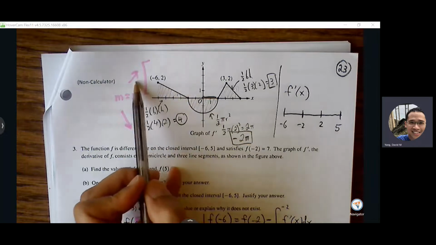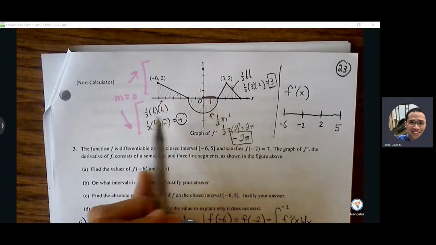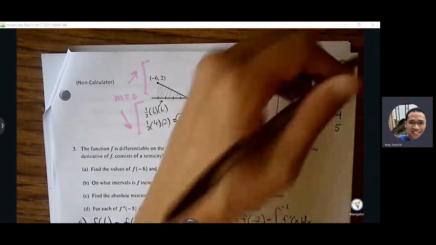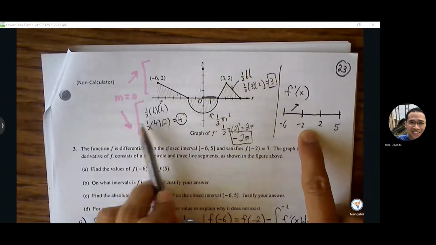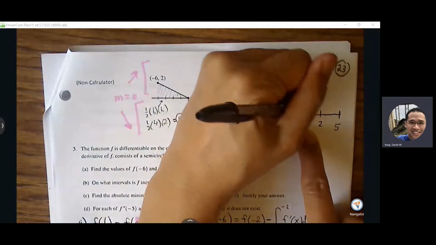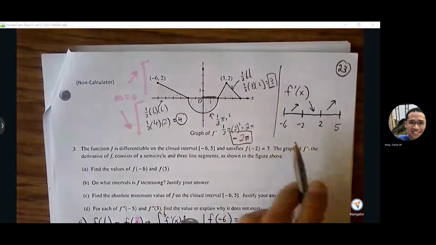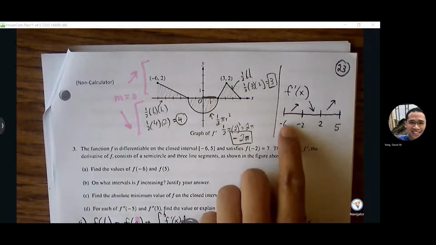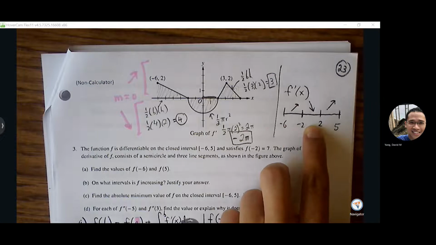Anything that's above the x-axis is going to correspond with a positive slope. Anything below the x-axis is going to correspond with a negative slope. So between negative 6 and negative 2, above the x-axis. Between negative 2 and 2, below the x-axis. And between 2 and 5, above the x-axis. Relative max at negative 2, relative min at 2. Increases in 2 intervals and decreases in the middle interval.